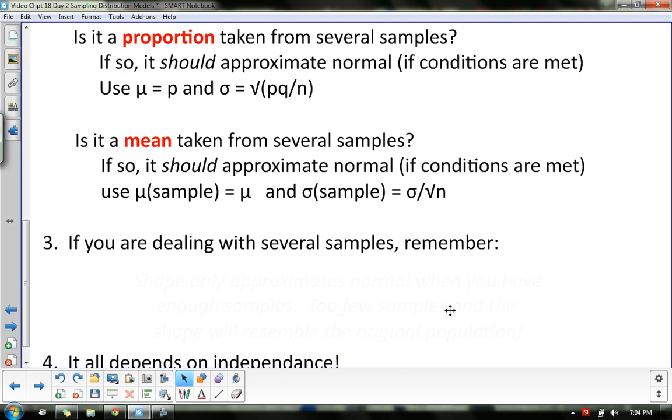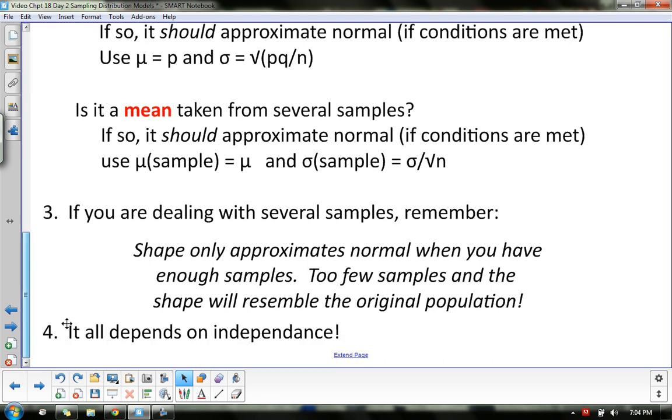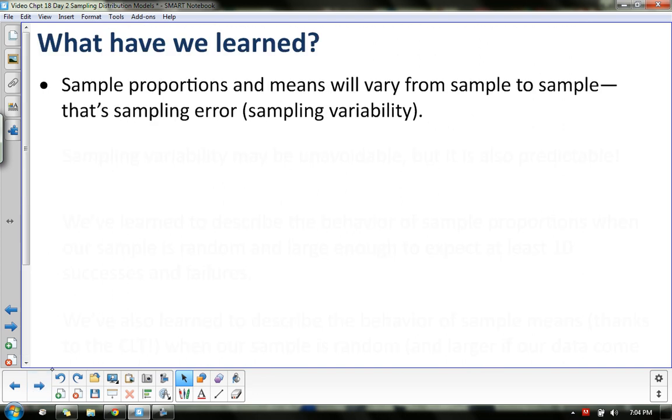And if you're dealing with several samples, remember, shape only approximates normal when you have done enough samples. Too few, and you look like the original. Not as big of a problem if your original is normally distributed, but the more skewed, the more random looking the graph is, the more samples you need, because all of this depends upon independence. Because we can't have too big of a sample size, otherwise it affects independence. And also, well, with statistics, chance is what we're looking for. We're not looking for one thing affecting another.